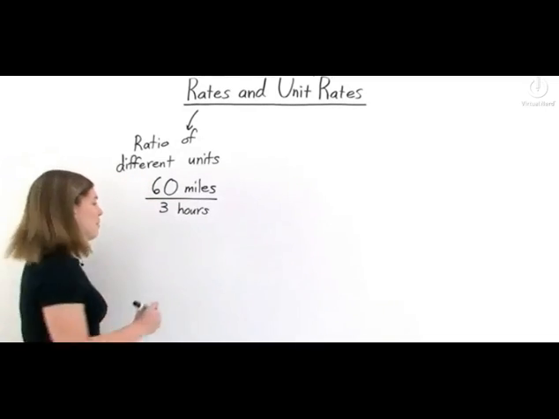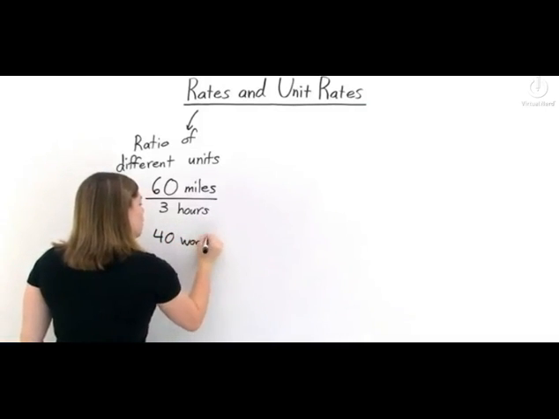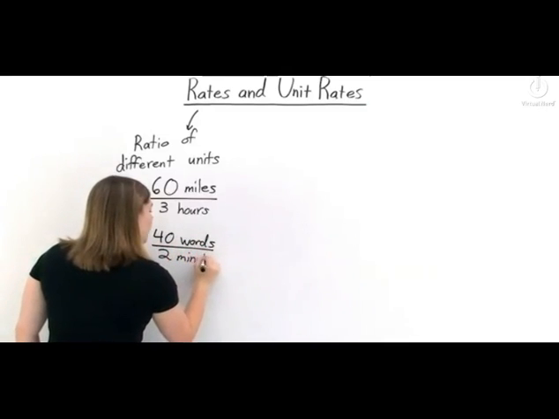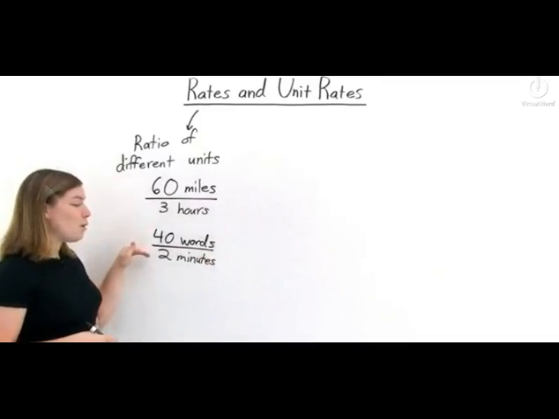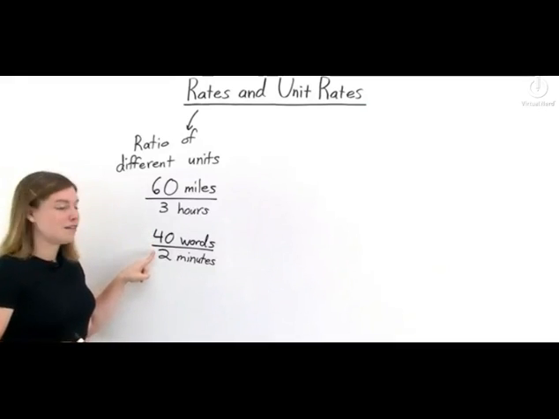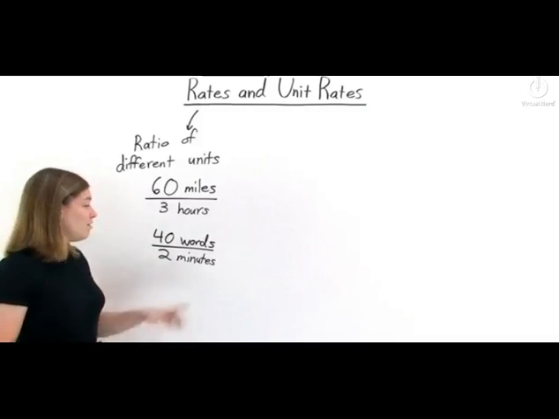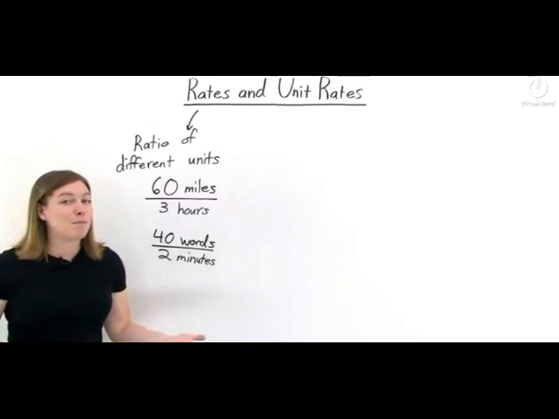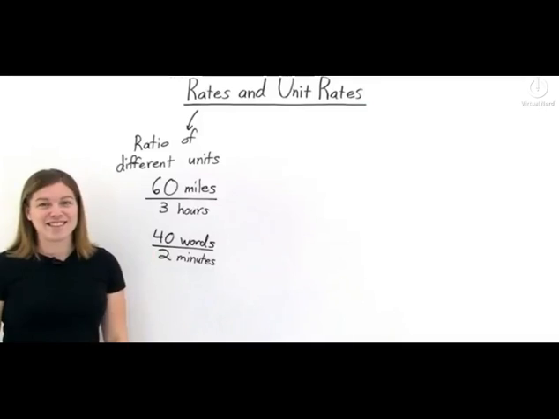Now let's look at another example. Let's say we have 40 words per 2 minutes. This you can think of like typing speed. You can type 40 words per 2 minutes. Here again, we have a ratio of two quantities, 40 and 2. And each of those quantities has different units, words and minutes. So remember, a rate is simply a ratio of quantities that have two different units.